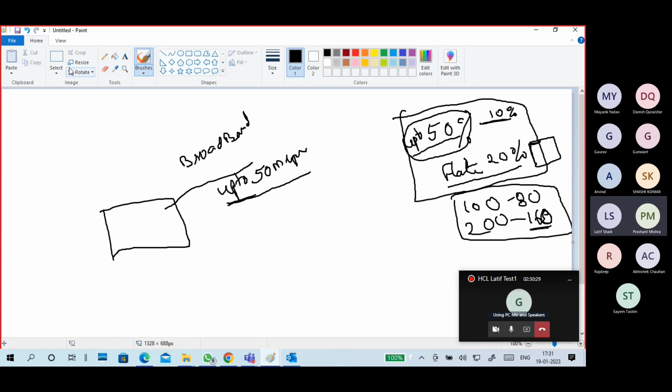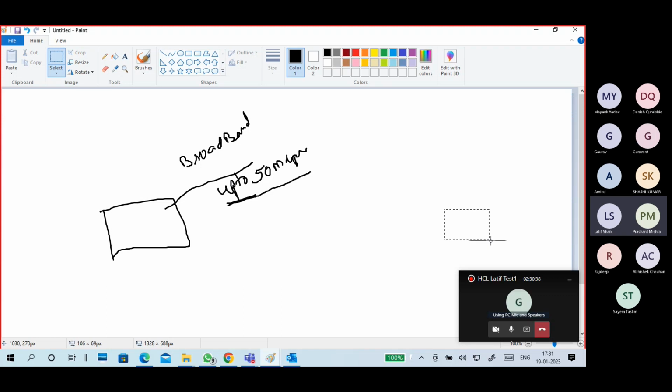Same with up to 50 Mbps. Up to 50 Mbps means you may get 50 Mbps, maybe less. It depends upon a lot of things like traffic. Think like you have traffic, right?